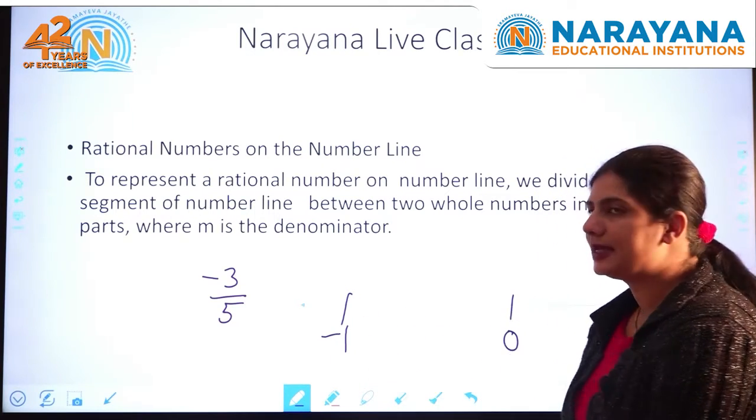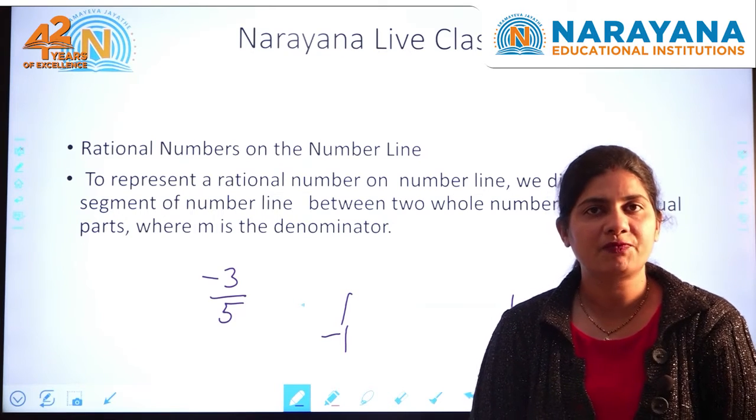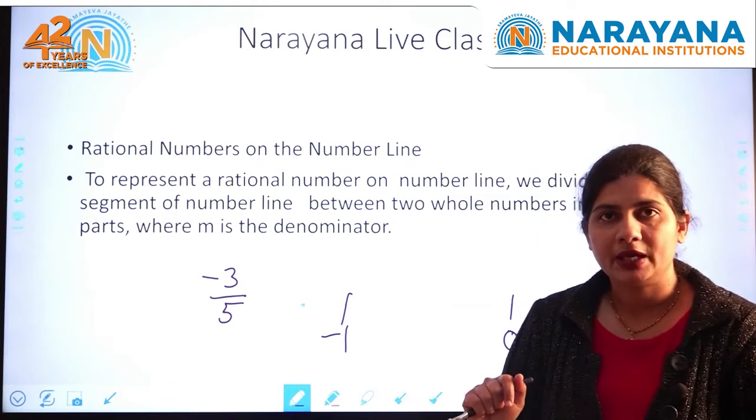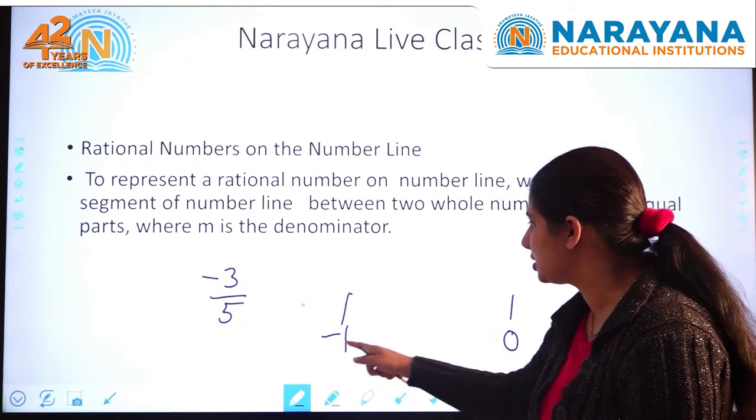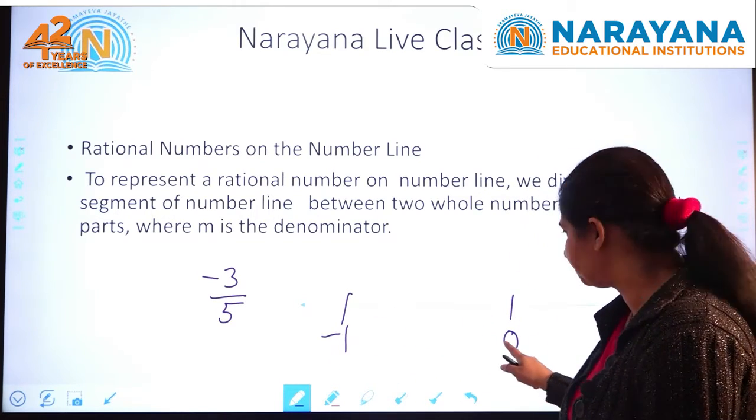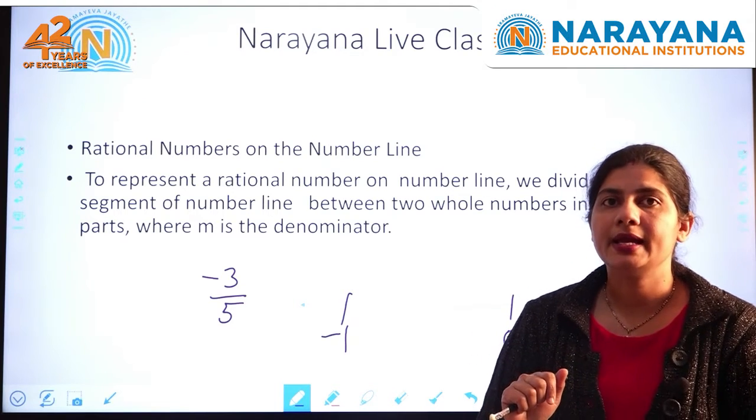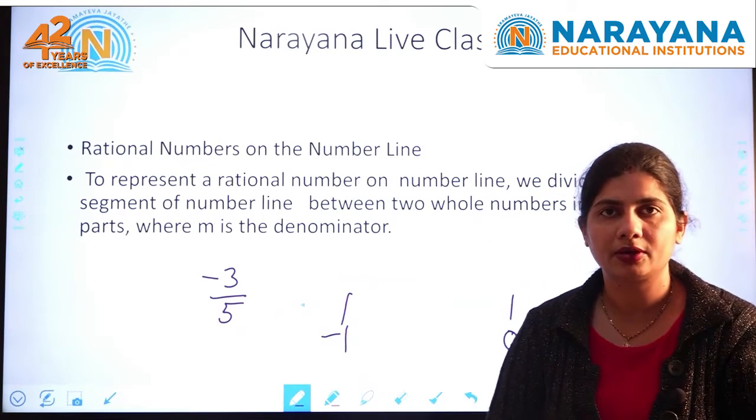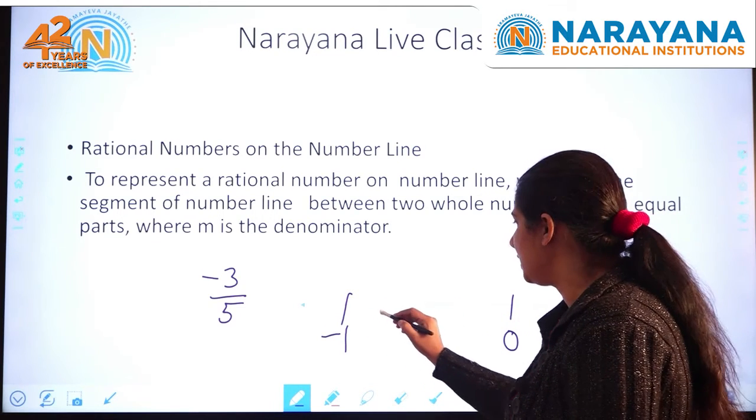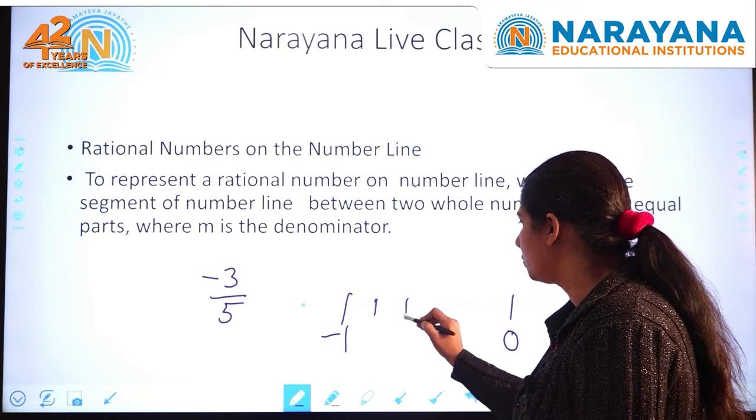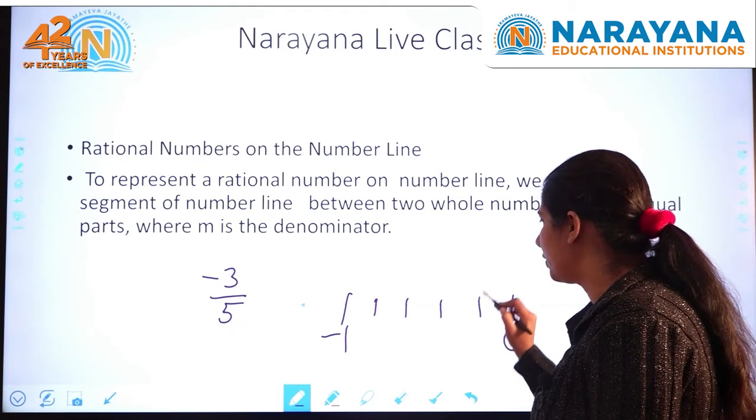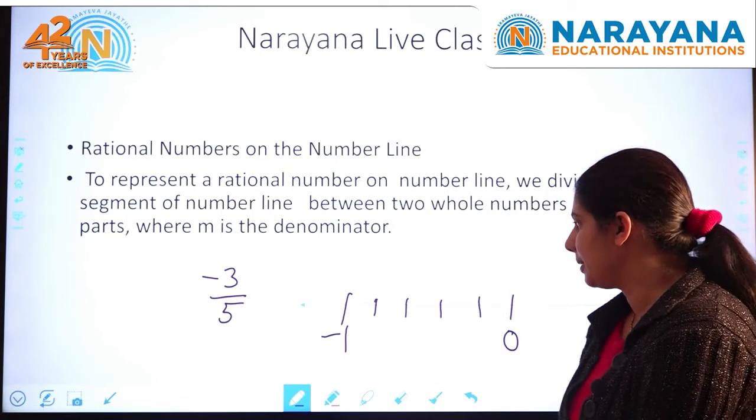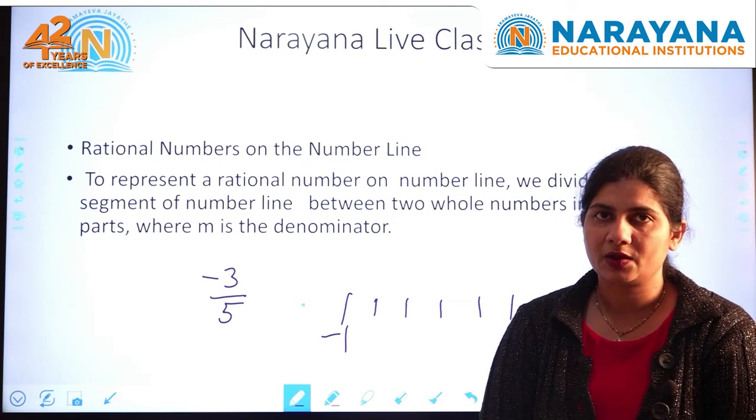Okay, now we'll see the denominator. Our denominator is 5. So what we need to do? We need to divide this line segment between the two integers, minus 1 and 0, into how many equal parts? Equal to the denominator. So 5 equal parts. 1, 2, 3, 4 and 5. I have divided the line segment into 5 equal parts.